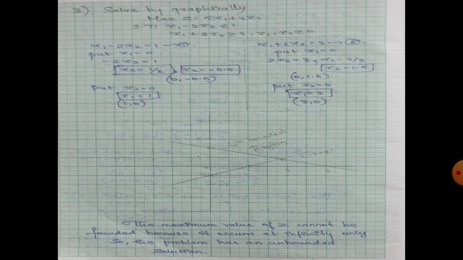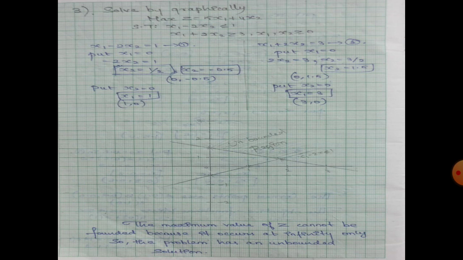So the common portion is in the above region, because for the constraint x1 minus 2x2 is less than or equal to 1 we have the region below the line, and for the other it is above the line. We have the common region but it is not enclosed. So here we have to write the conclusion like this: the maximum value of z cannot be found because it occurs at infinity only. Using these two lines we hit a point, but the objective function is maximization of z, so you have to find the corner point in the above region.